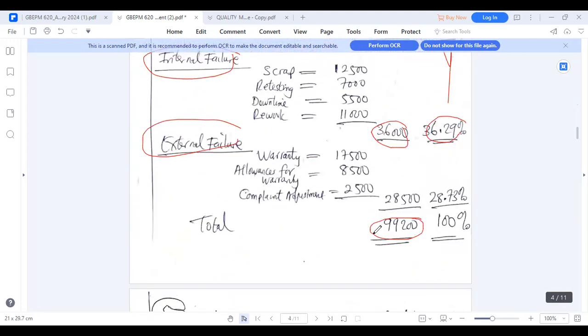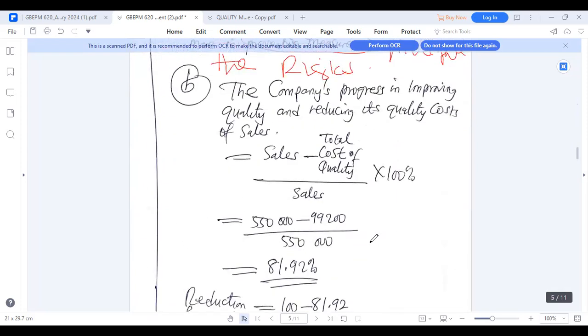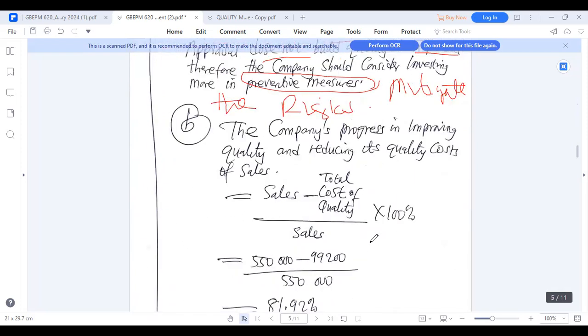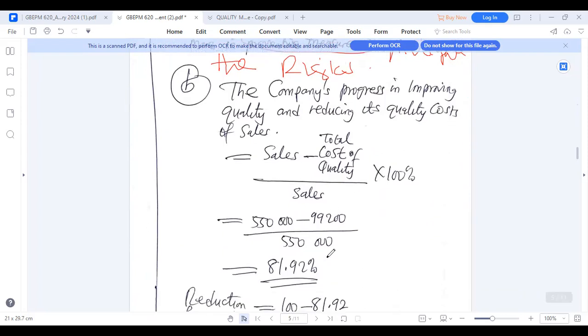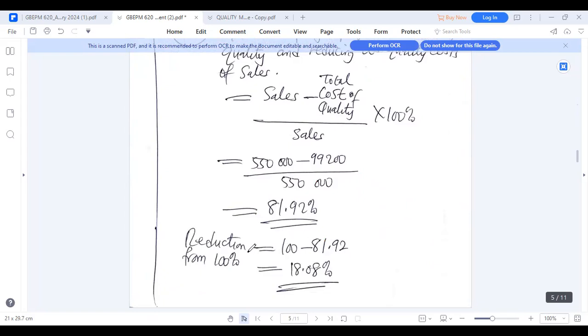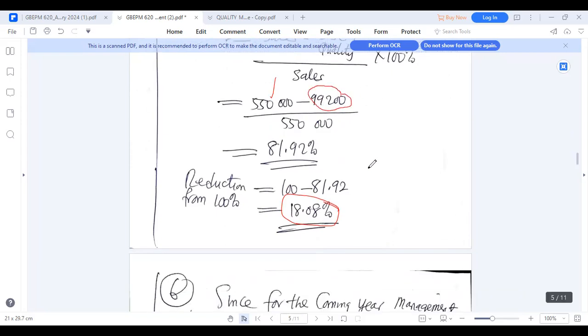Then getting down to the last question here that we're looking at, to do with the progression. Has the company progressed in improving quality and reducing its quality cost? Sales minus cost. Sales, as was given in the question, is 50,000. The total cost of quality was 99,200. So meaning that you have 81.92.